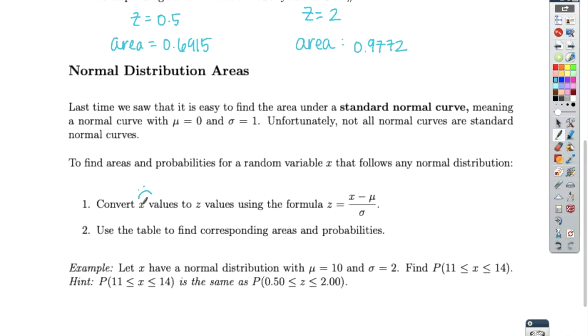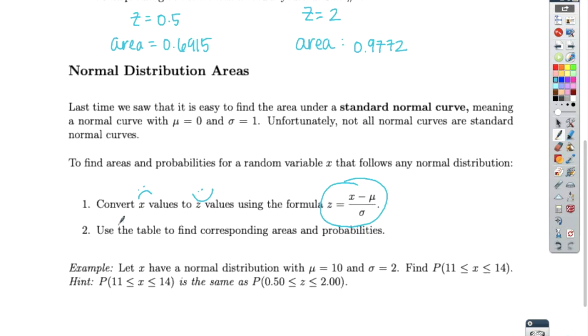So you're going to take whatever x value I give you and convert it to a z value, because for a z value we have a table. It's the friendliest normal distribution that we have. Convert to z, just like we did in warm-up problem number 1 using this friendly formula. If you have not committed this one to memory, we don't really have to memorize any formulas in this class, but this would be a really good one to memorize.